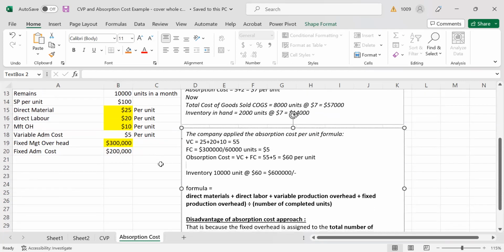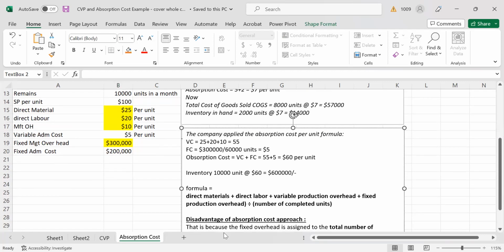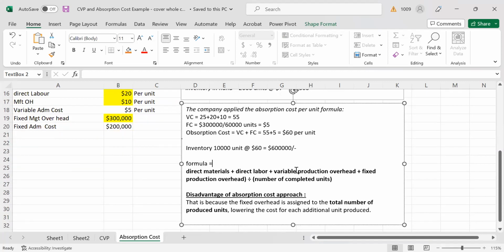So inventory is 10,000 units, meaning closing stock, that will be at 60. Closing inventory will be 600,000, right? Because we know this is the absorption cost. The formula here is direct material plus direct labor plus variable production overhead plus fixed production overhead, right? So that we will be able to calculate, and divide by the number of completed units. So that will be the formula for calculating absorption cost.